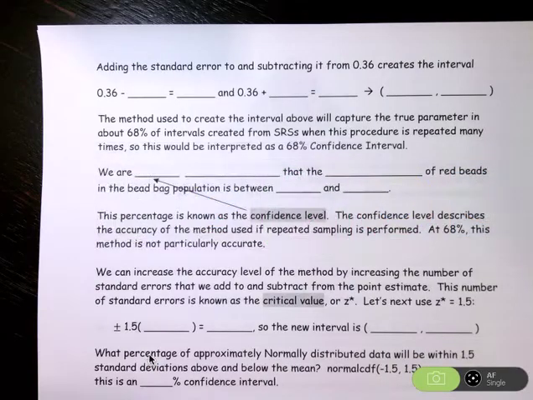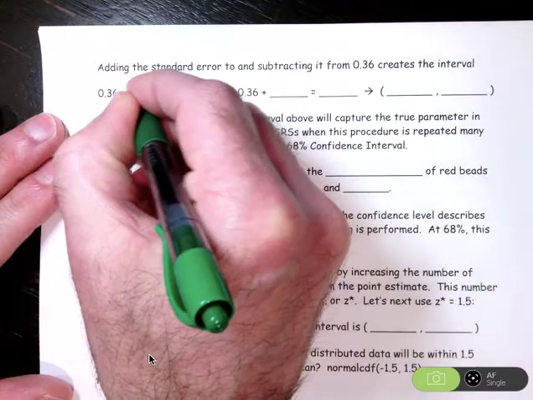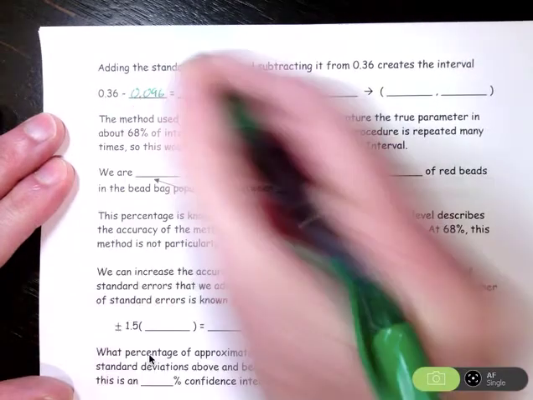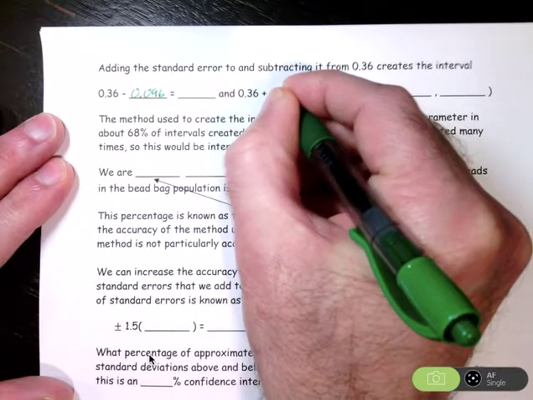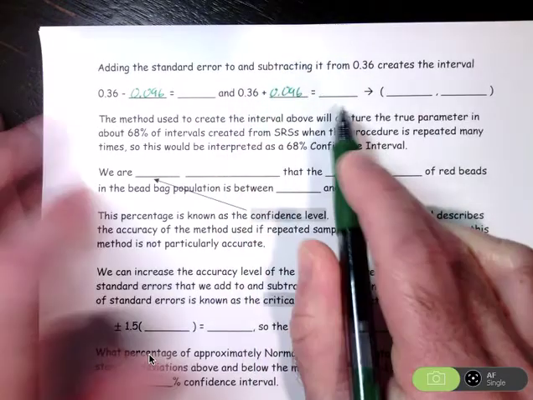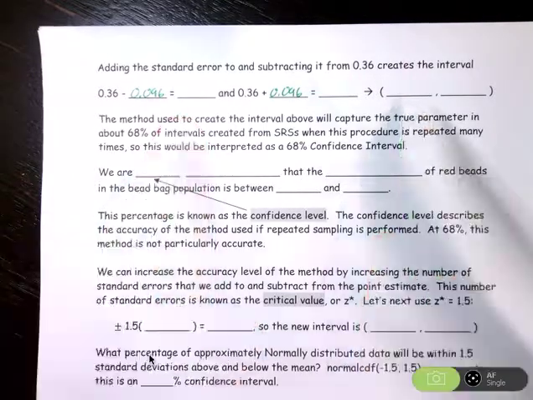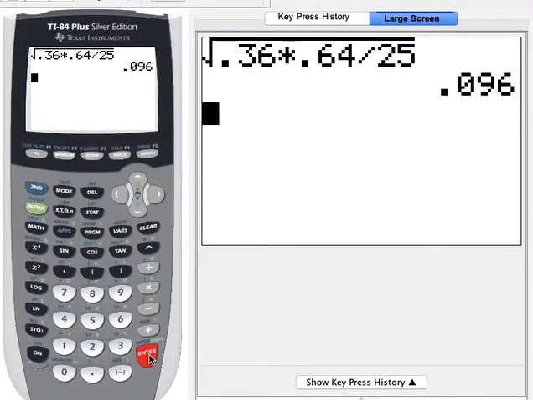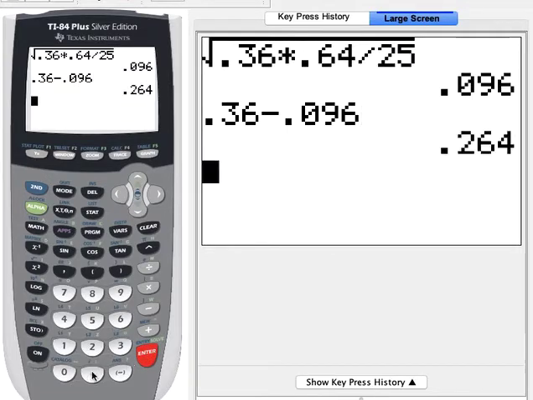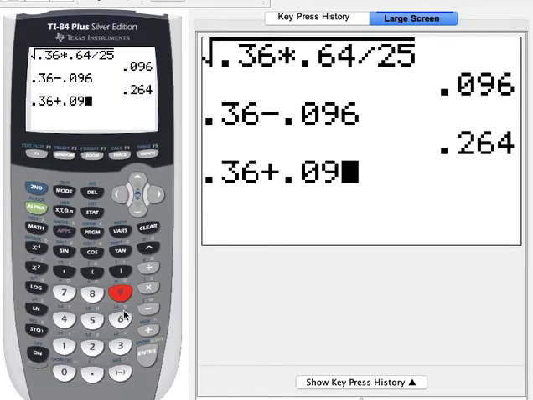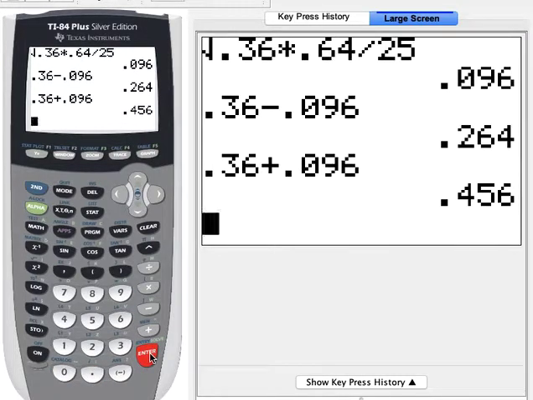So our standard error is 0.096. I'm going to take the 0.36 and subtract 0.096, and then I'm also going to add 0.096. Those are going to give me the lower and the upper boundaries of our confidence interval. So 0.36, our point estimate, minus 0.096, and then 0.36 plus our standard error. That gives us 0.264, I'm writing those down, and 0.456.